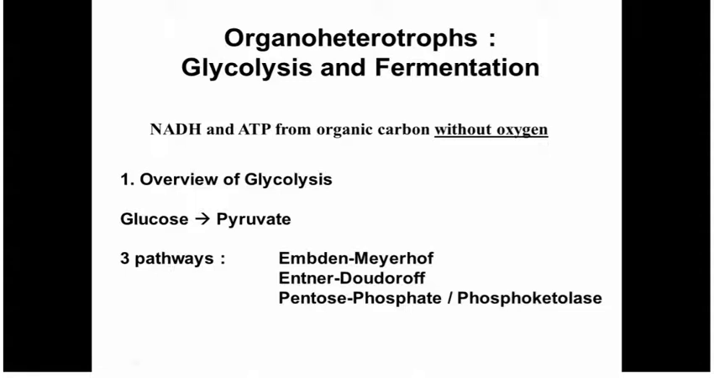So firstly, we're going to look at what glycolysis is. This is the steps from glucose to pyruvate. What are the 3 pathways that you can find in bacteria, and then what the problem is. If bacteria are just performing glycolysis, it's going to cause a big problem. And fermentation is the solution to that problem.